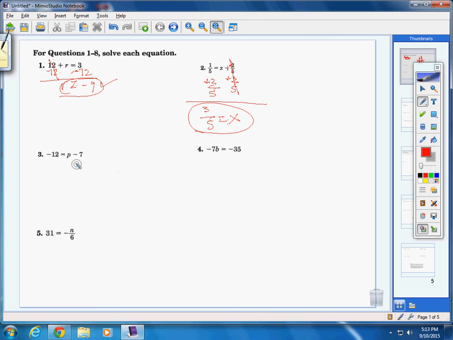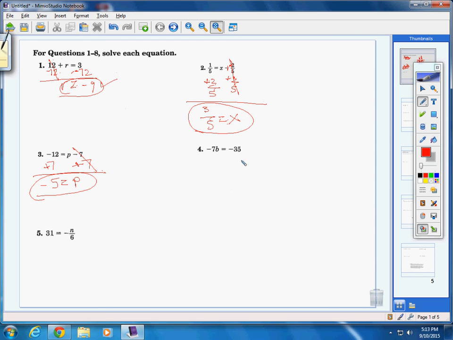On to number 3, please add 7 to both sides. Therefore, our -7 and our +7 cancel out, and we are left with p equals -5.